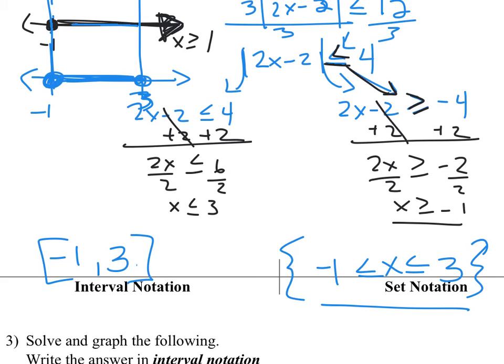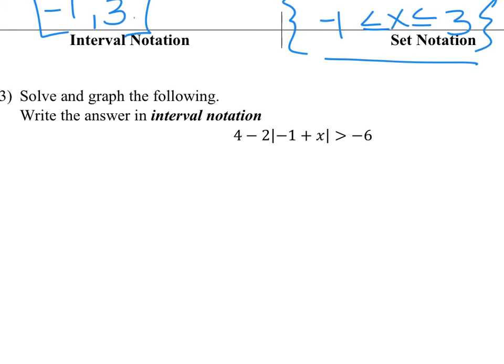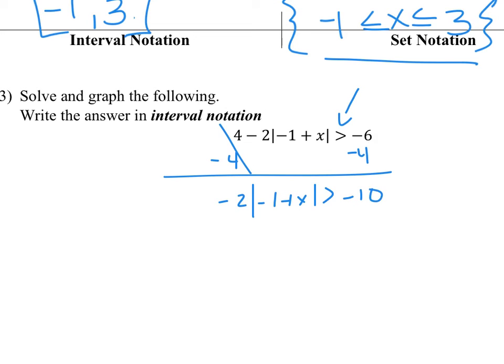So then the last one here. This one I just wanted to show you how the coloring in and coloring out can be slightly confusing, and you're going to want to test your values periodically. This is a greater than problem. But once I isolate, so watch me isolate this problem. I subtract 4. Then I divide by negative 2. But if you recall from work with inequalities, when you divide by a negative, you must reverse this guy. So it's going to be absolute value of negative 1 plus x is less than 5.